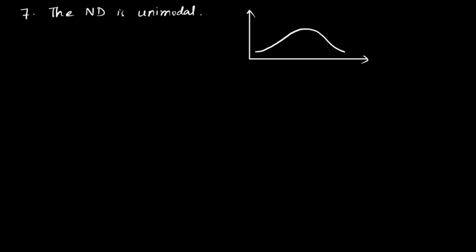Property number 7. The normal distribution is unimodal. How? So this is what a normal distribution looks like. There is only one single peak value. Since there is a single peak value, there is a single variable for which there is the highest frequency. Because on x-axis you have the variable and on y-axis you have the frequency. So there is a single variable for which the frequency is highest.